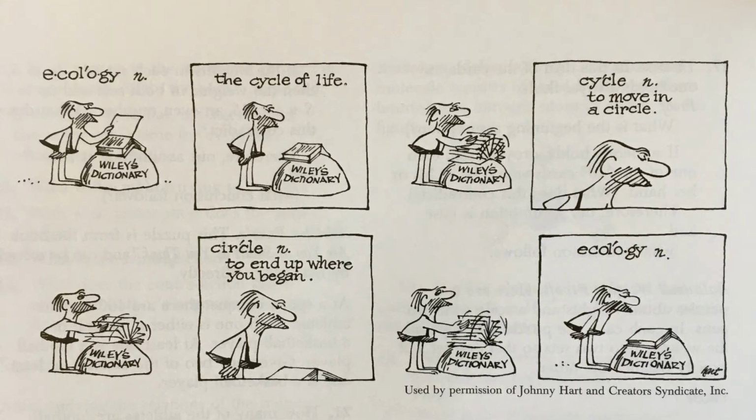Now, if you're in your book on page 60, you'll see this clever BC cartoon. And you see this gentleman looking up the word ecology. He reads that ecology means the cycle of life. So he goes ahead and flips over to the word cycle. And he sees that this means to move in a circle. So finally, he looks up the word circle, and it says to end up where you began. And so he thinks to himself, okay, I guess I need to go back to ecology. The idea of this cartoon is that sometimes words and definitions of these words end up bringing us in this circular pattern.